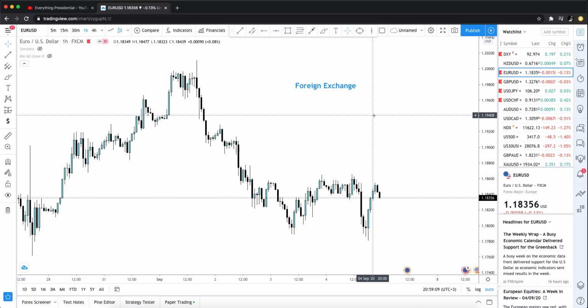Just kidding. Foreign exchange means foreign means other countries. Exchange means exchange, changing. I don't know why I said interchange.